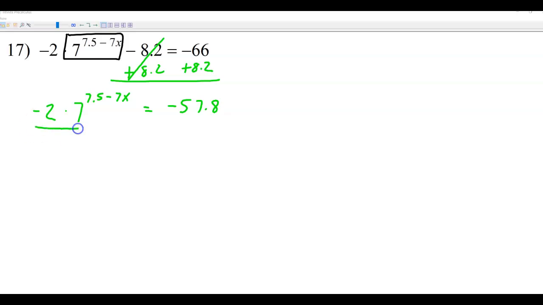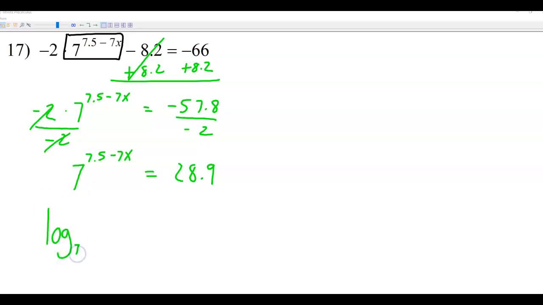Now I need to get rid of the negative 2, so I'm going to divide both sides by negative 2. And that's going to give me on the right side 28.9. And now, at this point, we're going to log both sides. What base will I use? 7.